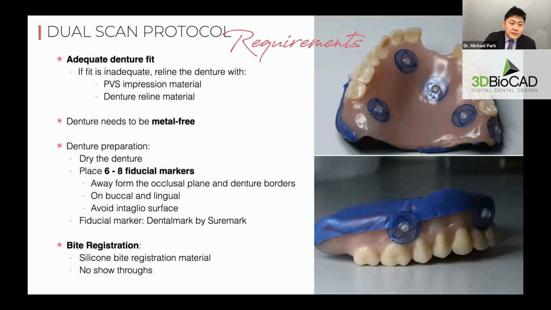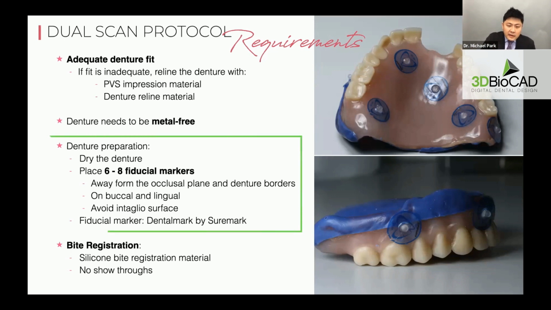Another requirement is that the denture needs to be metal free. As we all know, if there is metal in the denture and you use that to take a CT scan, there's going to be a lot of scatter. So in cases where there is metal in the complete denture, we can duplicate that denture using PMMA and then use that duplicate to take the CT scan.